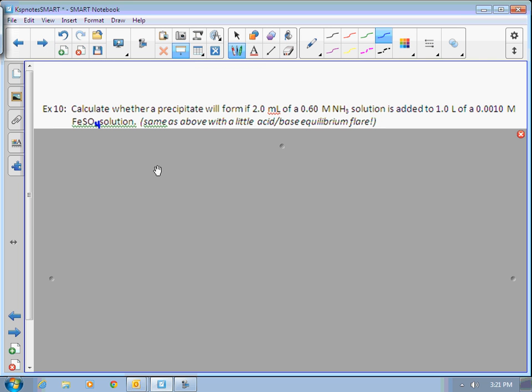So the question is, will you form a precipitate if you mix 2 milliliters of NH3 with iron sulfate? The question is what is this reaction? What are you going to make? So you got your iron. That's kind of a no-brainer. And I'd like to point out that the sulfate is pretty much not going to be a factor. So what's going to come from the ammonia solution that would make a precipitate with iron 2+?